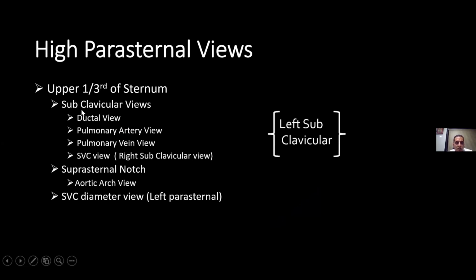We also call them subclavicular views. It includes your ductal view, pulmonary artery view, pulmonary vein view, SVC view, superior vena cava view. This is basically to calculate the diameter of SVC. And then we have a suprasternal notch, that is aortic arch view. So these are the views mainly we do in high parasternal views.